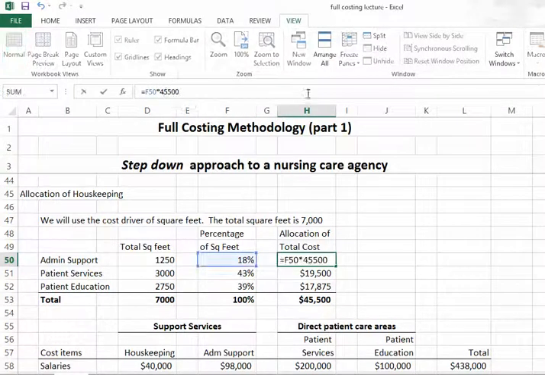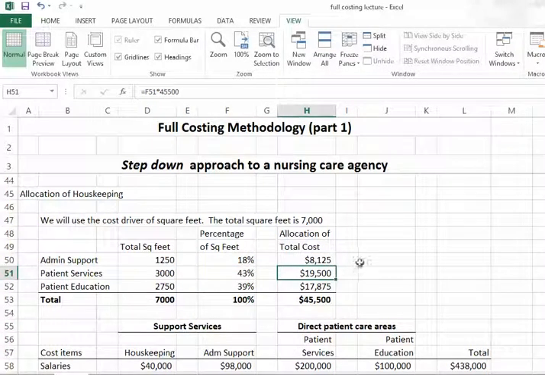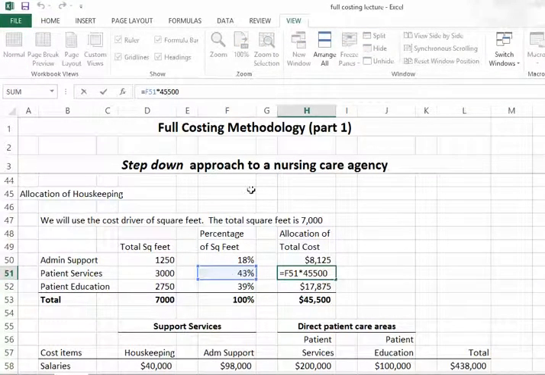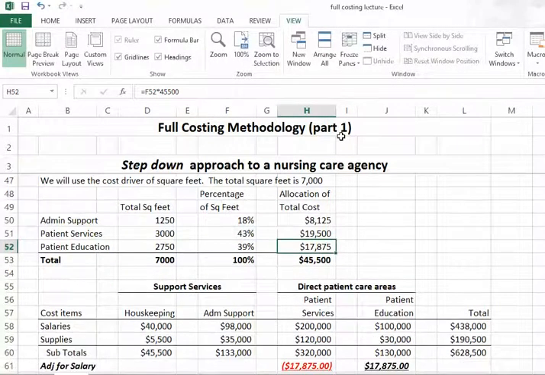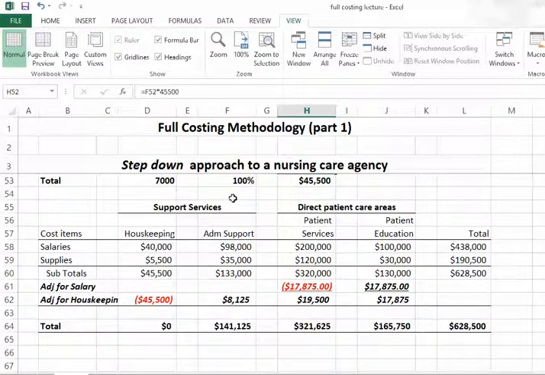So if we multiply $45,500 by 18%, we get $8,125, and the process continues. So this $19,500 represents 43% times $45,500, and so forth. So now what we're doing in the next formula is allocating housekeeping to the various departments. So what we've attempted to do, and we've done it successfully, is we have subtracted housekeeping of the $44,500 from itself. So housekeeping is now zero.